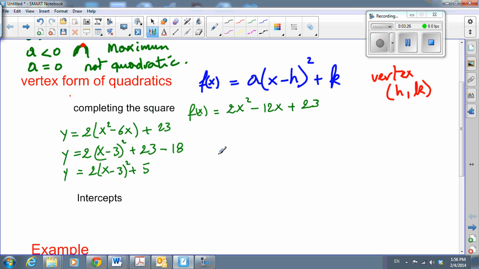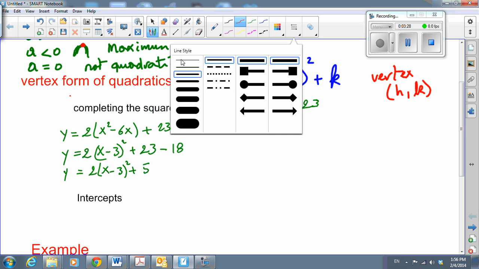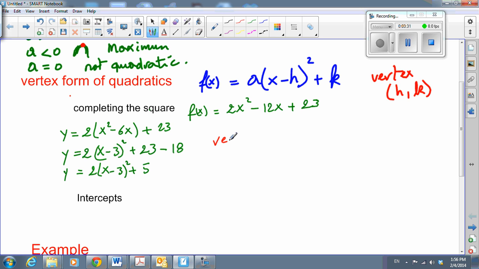Let's talk about the vertex. The vertex in this specific problem will be at (3, 5). Let's think about whether we have a maximum or minimum. Looking at the a value, a is positive, and I mentioned earlier, when a is positive, we have a minimum. The axis of symmetry is at x equals the x value, which is 3. So this is your axis of symmetry.